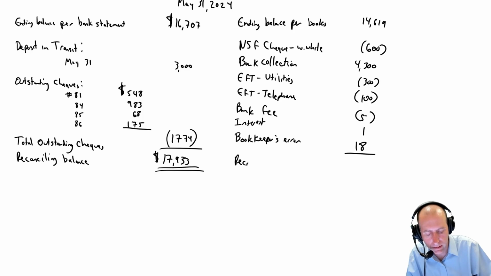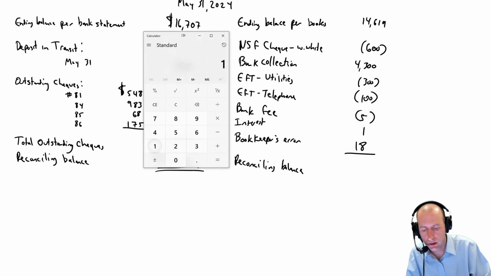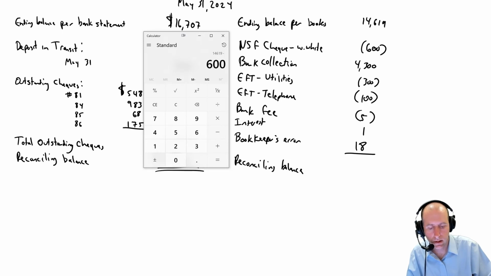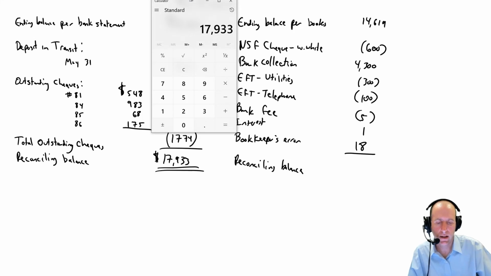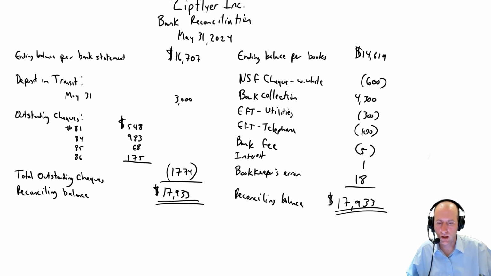So our reconciling balance here, well, let's hope it works. Let's add this thing up. So 14,619 minus 600 plus 4,300 minus 300 minus 100 minus 5 plus 1 plus 18, 17,933. Look at that. It does work. 17,933 is the reconciling balance, dollar sign at the top and bottom of each column.